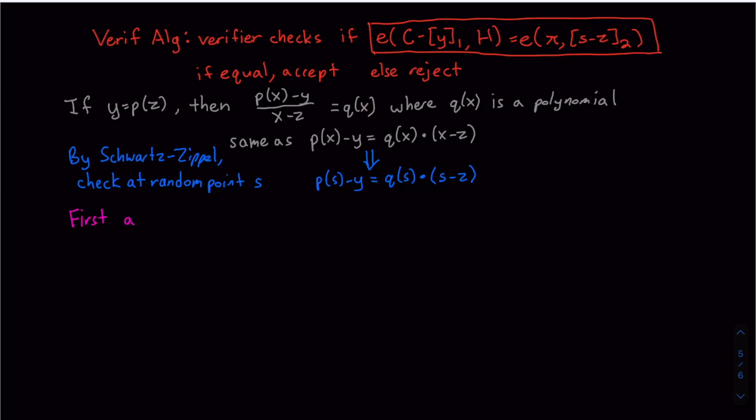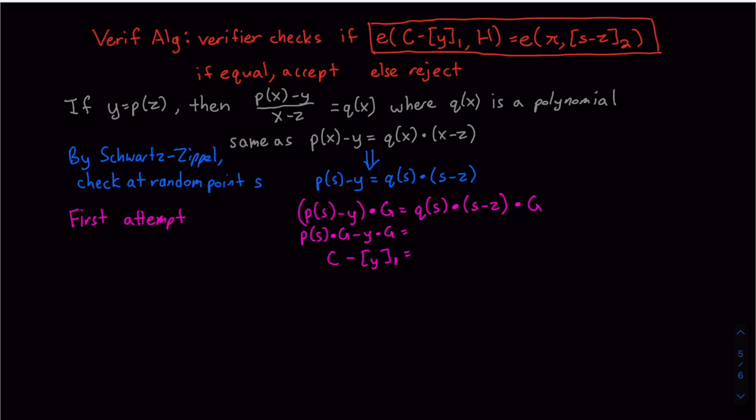Let's first see what would happen if the verifier instead checked the equation by multiplying both sides by G. The left-hand side of the equation now looks like P of S minus Y times G, which we can expand out to P of S times G minus Y times G, or in other words, C minus Y times G. So the left-hand side is straightforward, as the verifier has all it needs to compute this quantity, since it has C, Y, and G.